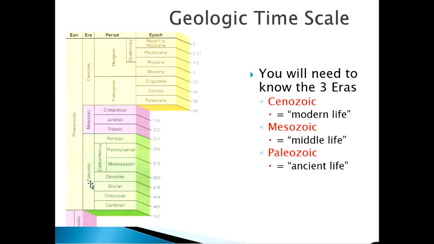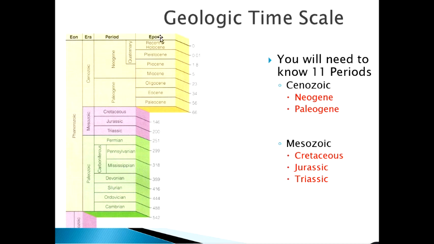So the Paleozoic are these green things. Notice it's at the bottom. The Mesozoic is in the middle, and the Cenozoic is at the top. And that's the eras. Now those eras are composed of different periods. It's just like saying the year 2020 has the following 12 months in it. The era of the Paleozoic has these periods in it. You need to know Cenozoic, Mesozoic, Paleozoic in the proper order from oldest to youngest.